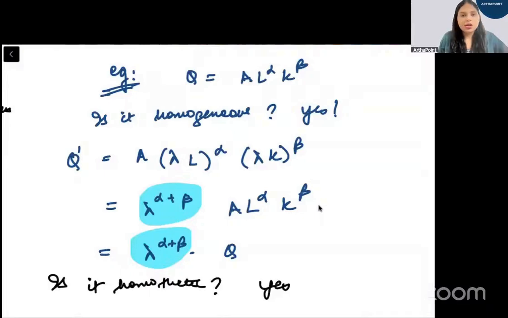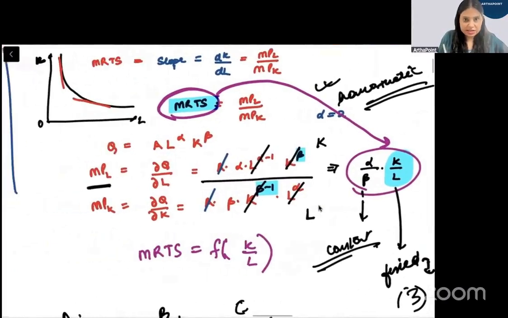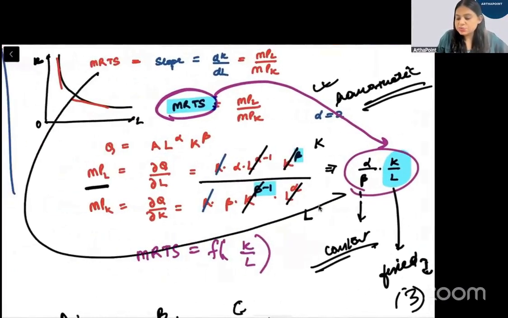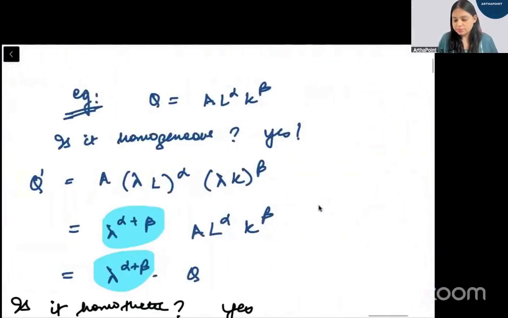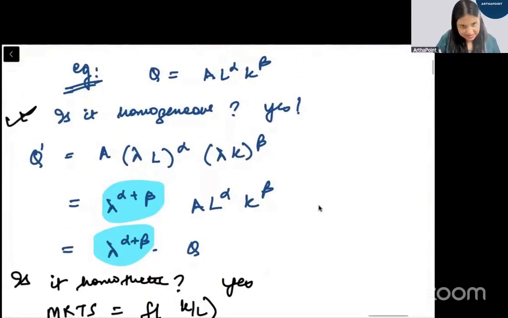Yes. Because when we found its MRTS, the MRTS was coming as a function of the ratio of the two inputs. It was a function of K by L. So yes, it is homothetic, because MRTS is a function of K by L. So it was homogeneous? Yes. It was homothetic? Yes. So if homogeneous, it is homothetic also.